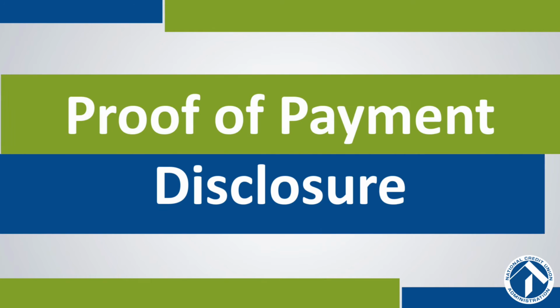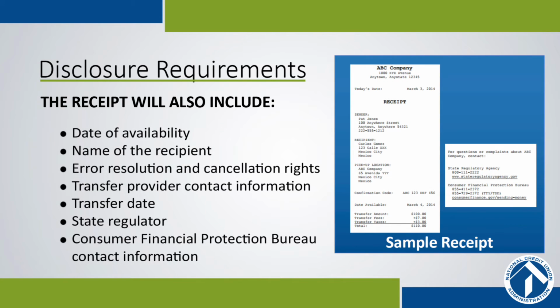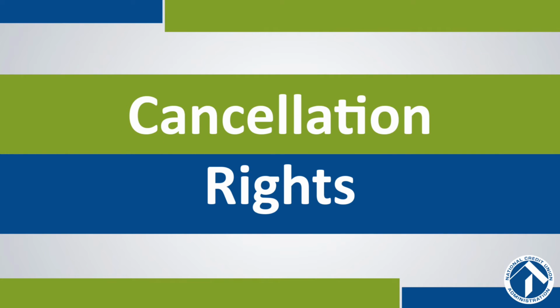Once you pay for a transfer, you will receive a receipt or proof of payment disclosure that includes the same information on the prepayment disclosure, along with the date of availability, name of the recipient, error resolution and cancellation rights, the transfer provider contact information, the transfer date, the contact information for the relevant state regulator, and the Consumer Financial Protection Bureau contact information.